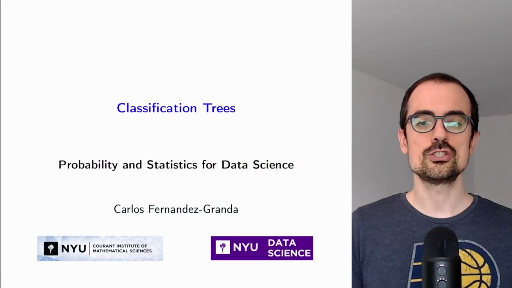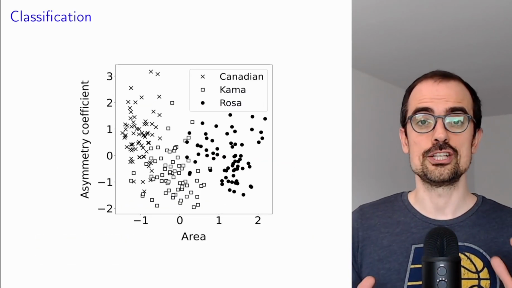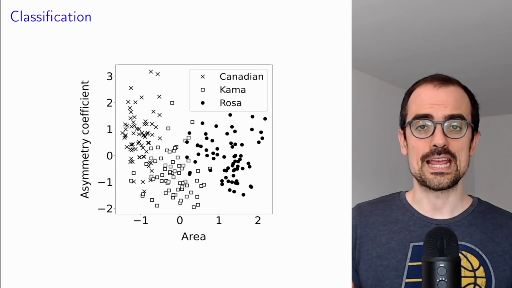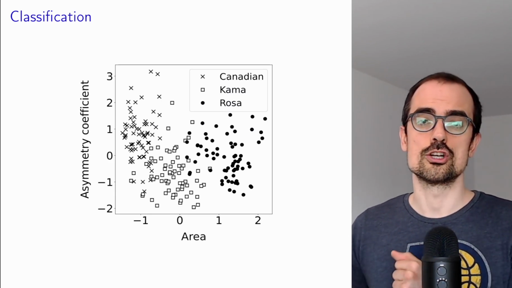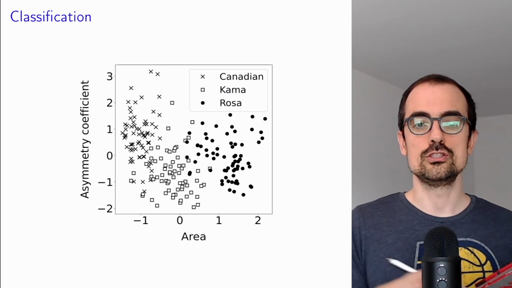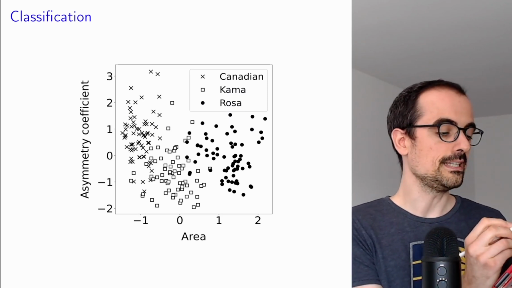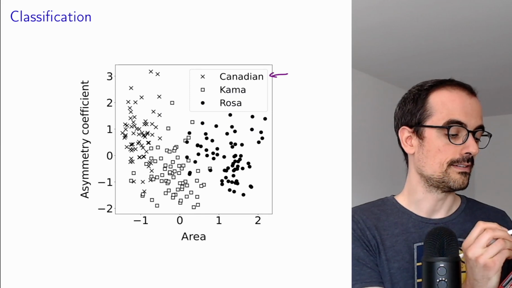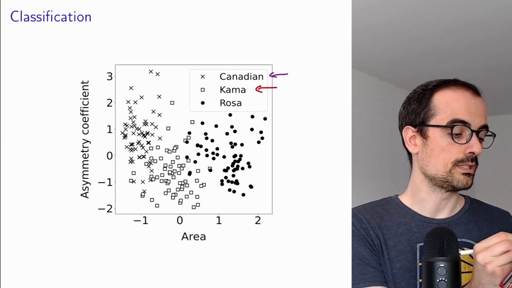Today we're going to talk about classification trees, which are a very useful model for classification, able to exploit nonlinear patterns in the data. Let's get to it. We're going to be focused on the classification problem. We will use the same running example as in the video on softmax regression, where we're trying to classify wheat seeds into three varieties. The seeds can belong to the Canadian variety, the Kama variety, or the Rosa variety.